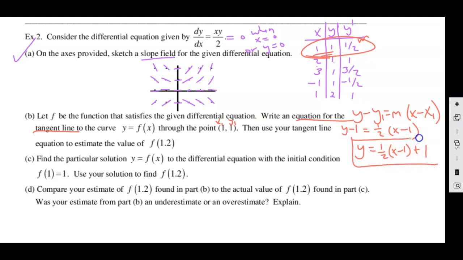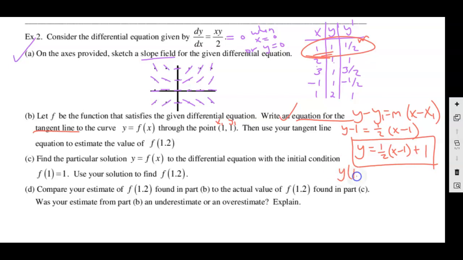You could distribute the 1/2 if you want. I would just leave it. If you wanted to distribute it, that's fine. But we got the equation for the tangent line, so we've done that part. And then it says use the tangent line to get an estimation. So let's go for it.